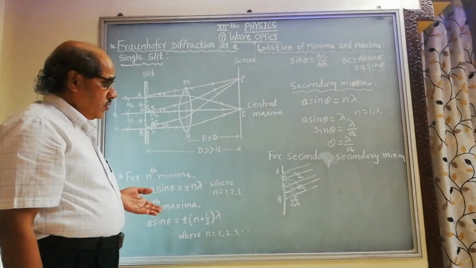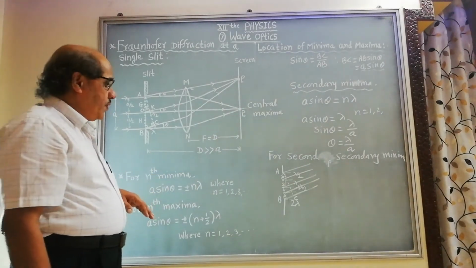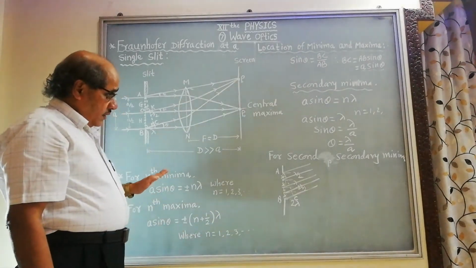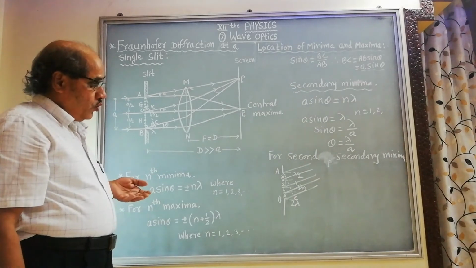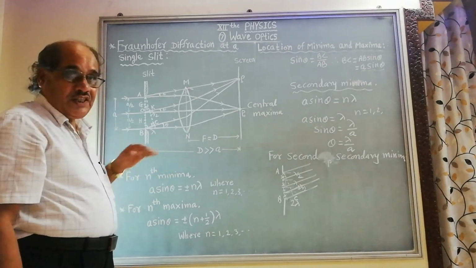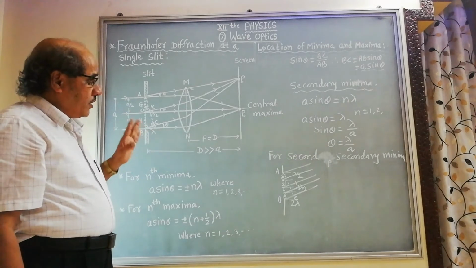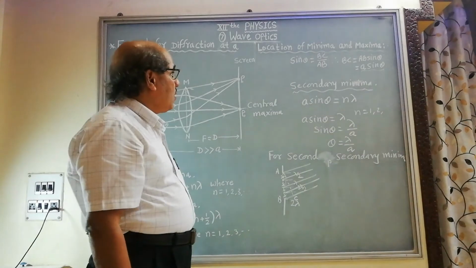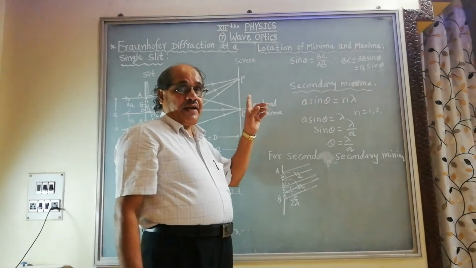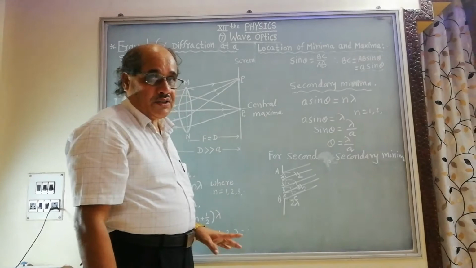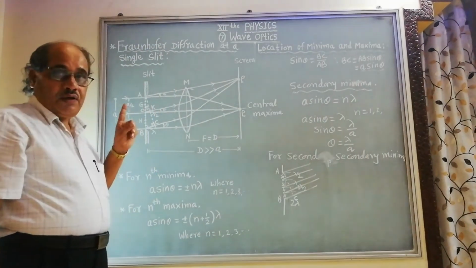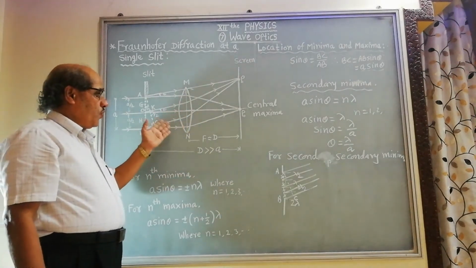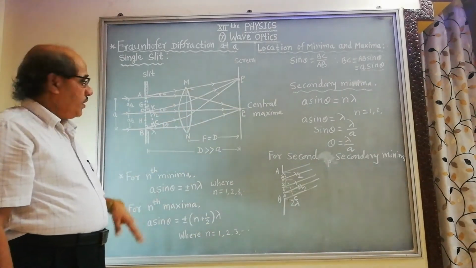Similarly, we can find out the location of the secondary maxima. So that part we will continue in the next lecture. So in today's lecture, we have obtained only the condition for the secondary minima or the condition for nth minima. So this is the experimental setup for Fraunhofer diffraction at a single slit.